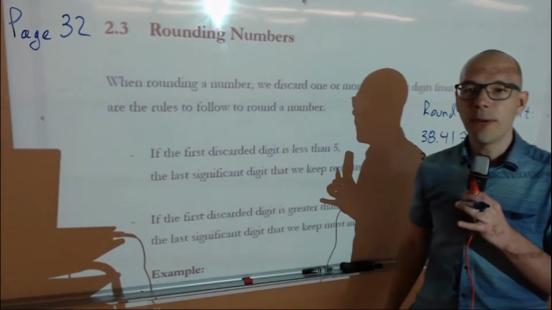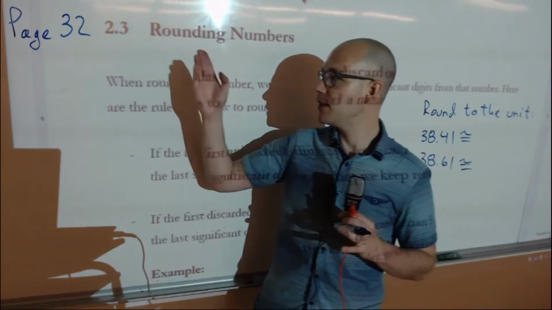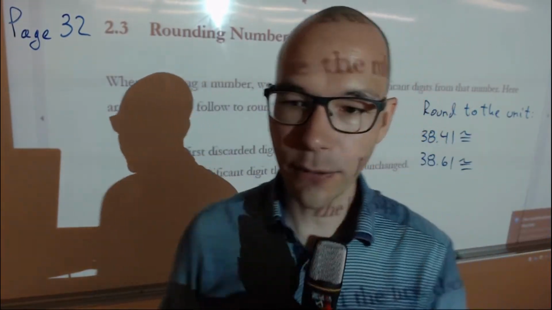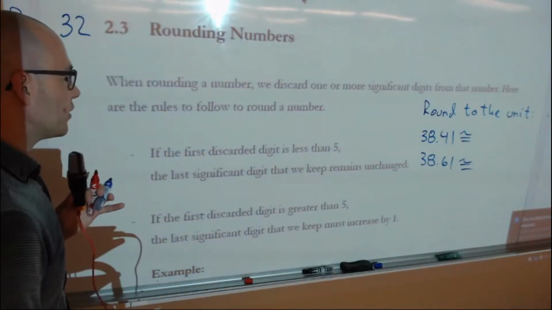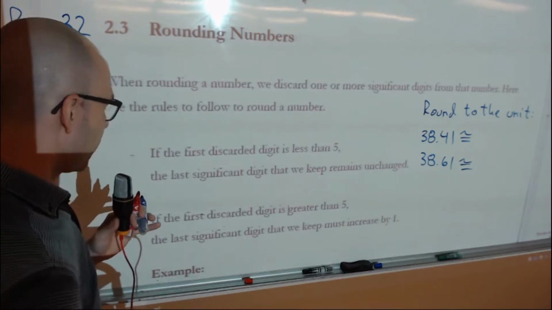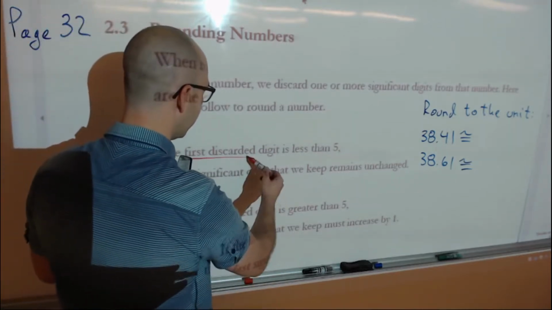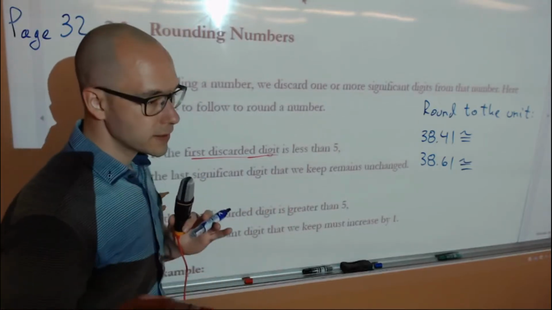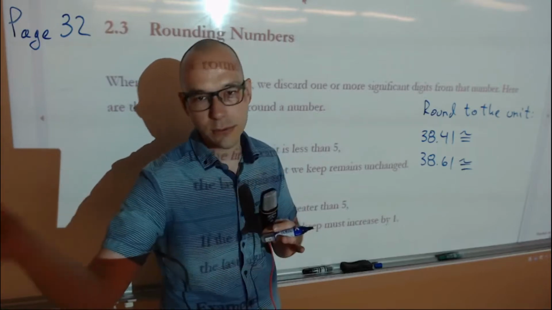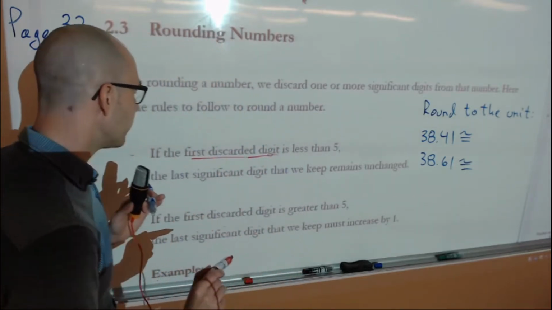So now I'm going to be talking about rounding numbers, and this is page 32 of your notebook. We have to be very careful here because we have special rules about rounding numbers. First, you have to find the first discarded digit, and you do this by reading the question. They're going to ask you to round to 1 decimal, 2 decimals, 3 decimal places, and so on. So it's given in the question.